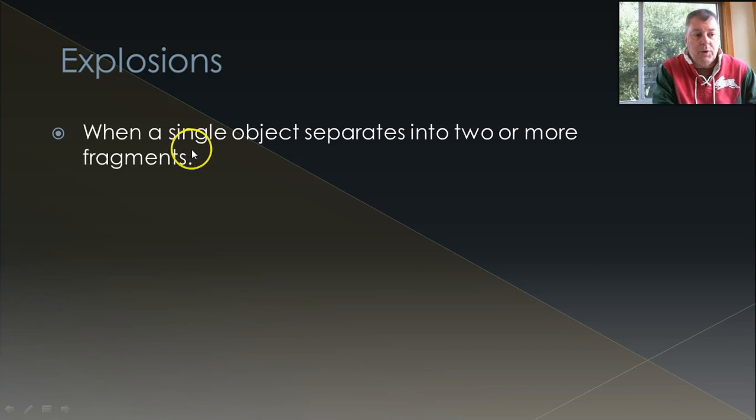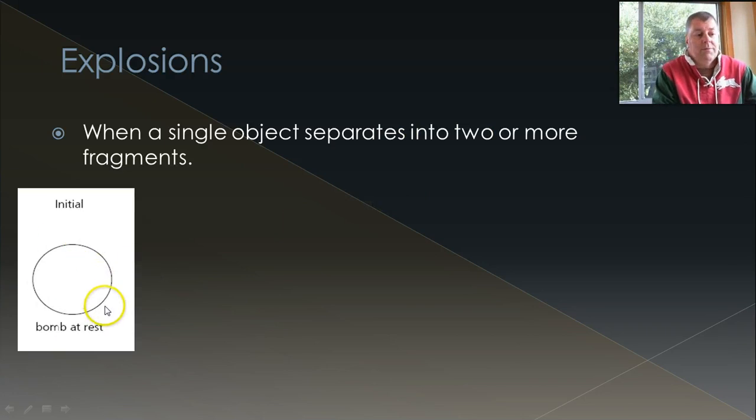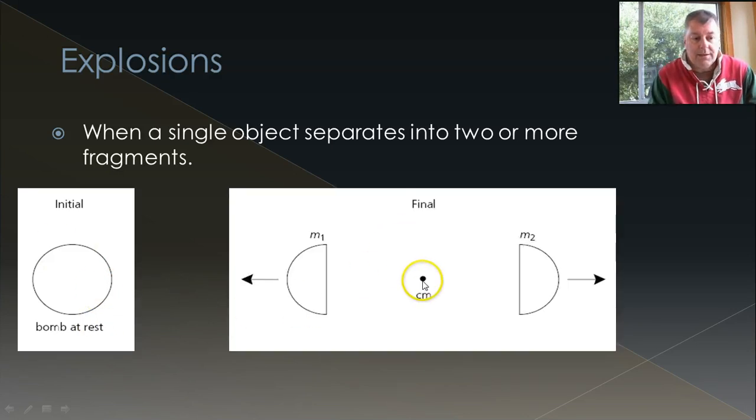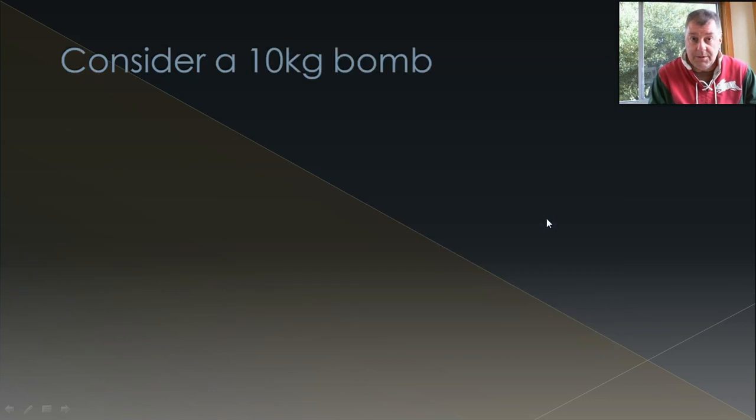Explosions. So this is when a single object separates into two or more fragments. And so there's a bomb at rest, represented by a sphere. That's our initial momentum, and we should see that because it's at rest, it has no momentum. And then we blow it apart. That's the center of mass. There's the mass 1, there's mass 2. Those two masses add up to our initial mass, and they've got opposite velocities. And so we would have to say that the initial momentum equals the final momentum. And that's the law of conservation of momentum.